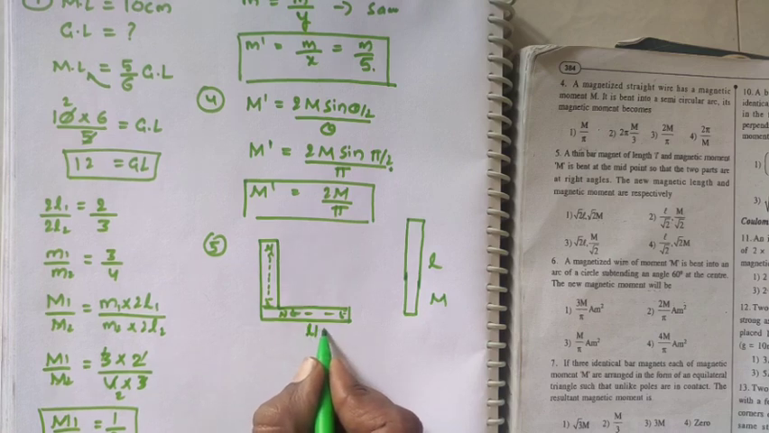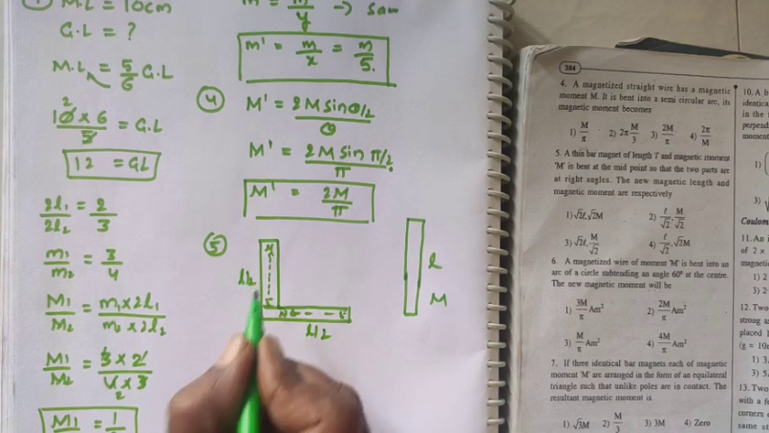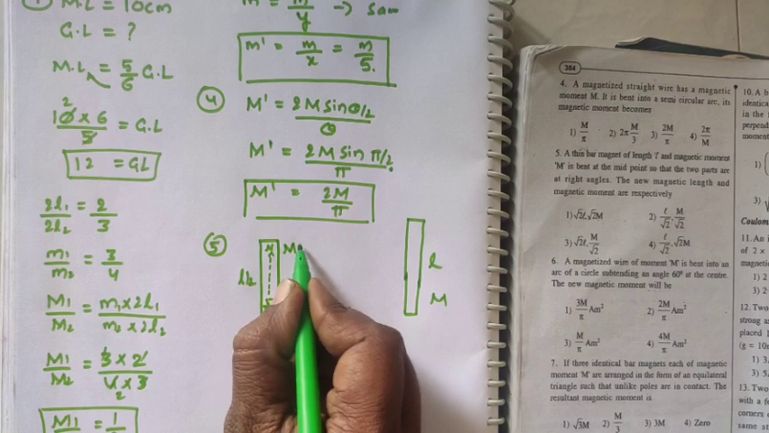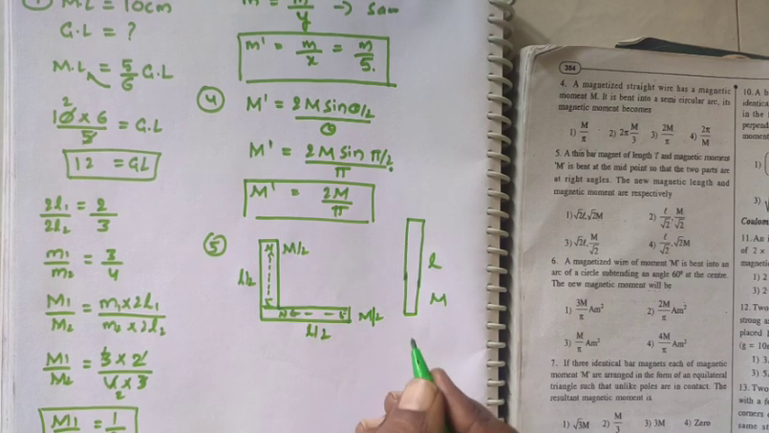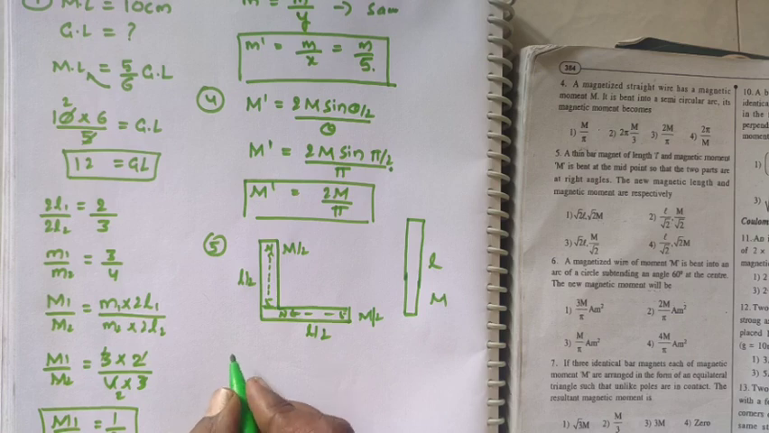I divide into two equal parts, L by 2. Length becomes L by 2 and magnetic moment becomes M by 2, right? Now, which thing they asked to determine here? New magnetic length as well as new magnetic moment.